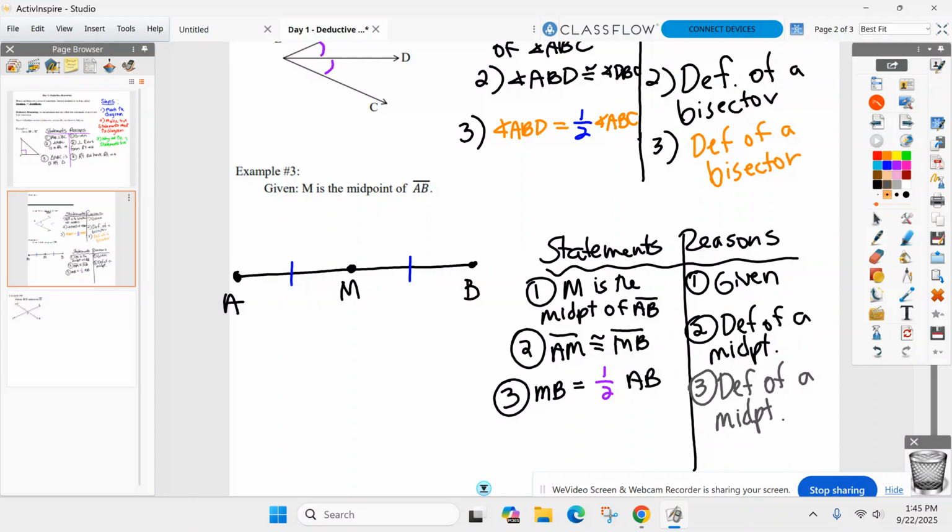Please use the same reasons I'm using, right? Well, a midpoint breaks a line segment up into two congruent parts and cuts it in half. I don't need to read that. Please, I don't want to read that. All right, just write definition of a midpoint. Any questions before we get to the tough one?